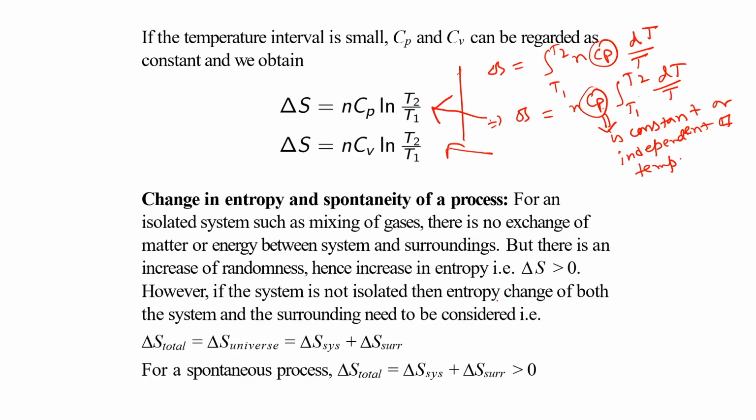However, if the system is not isolated, then the entropy change of both the system and the surroundings needs to be considered. For an isolated system, there is no exchange of heat between the system and surroundings, so we need to only focus on delta S system, because delta S surroundings will be 0. For an expansion process, volume increases, so a particular molecule has more space to move around. So entropy or randomness increases. That's why we get delta S greater than 0 for expansion process.